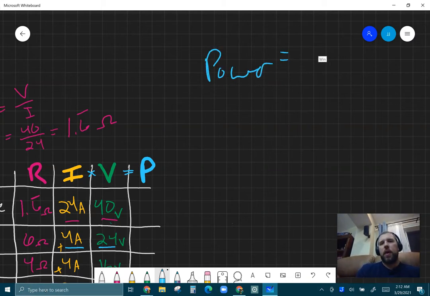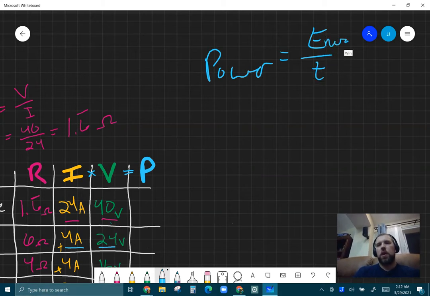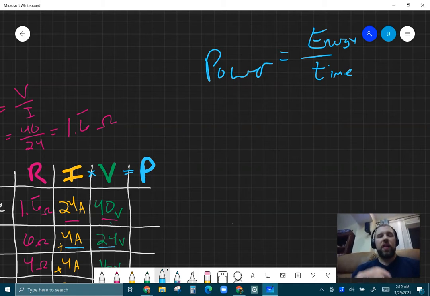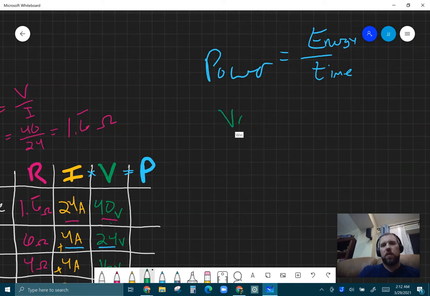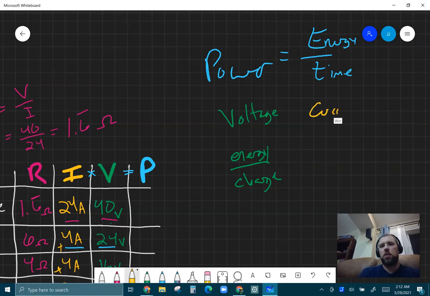Power is really the amount of energy used per time. So that's what we want, energy per time. So what do we already know or have that is related to energy and time? Well, we know that voltage is actually energy per charge. And we know that current, well, that's the amount of charge going by per time.